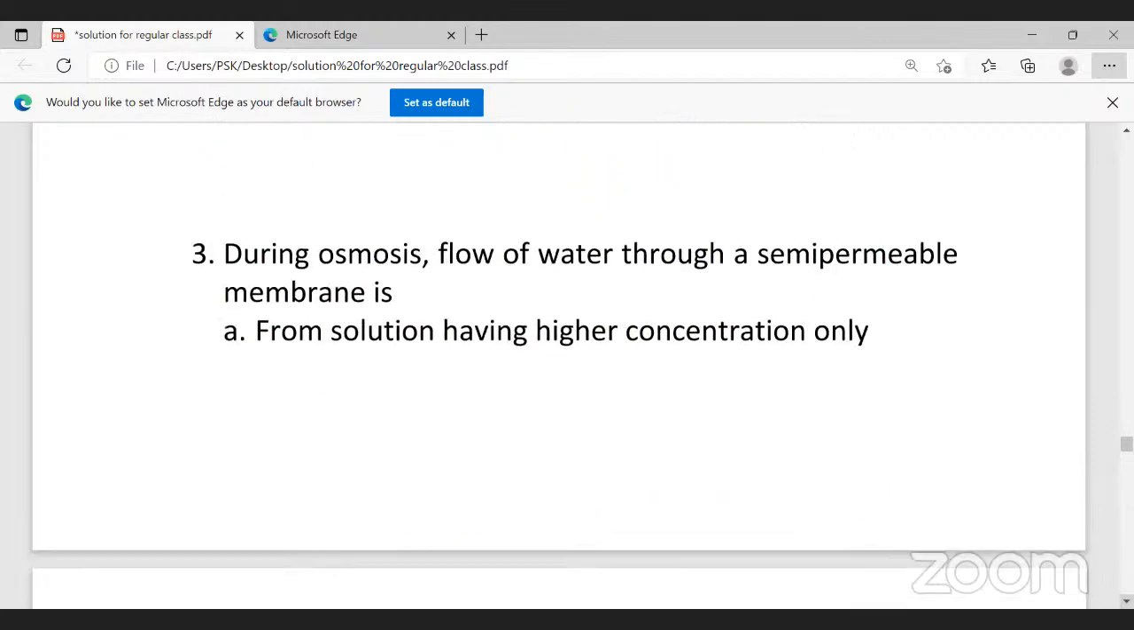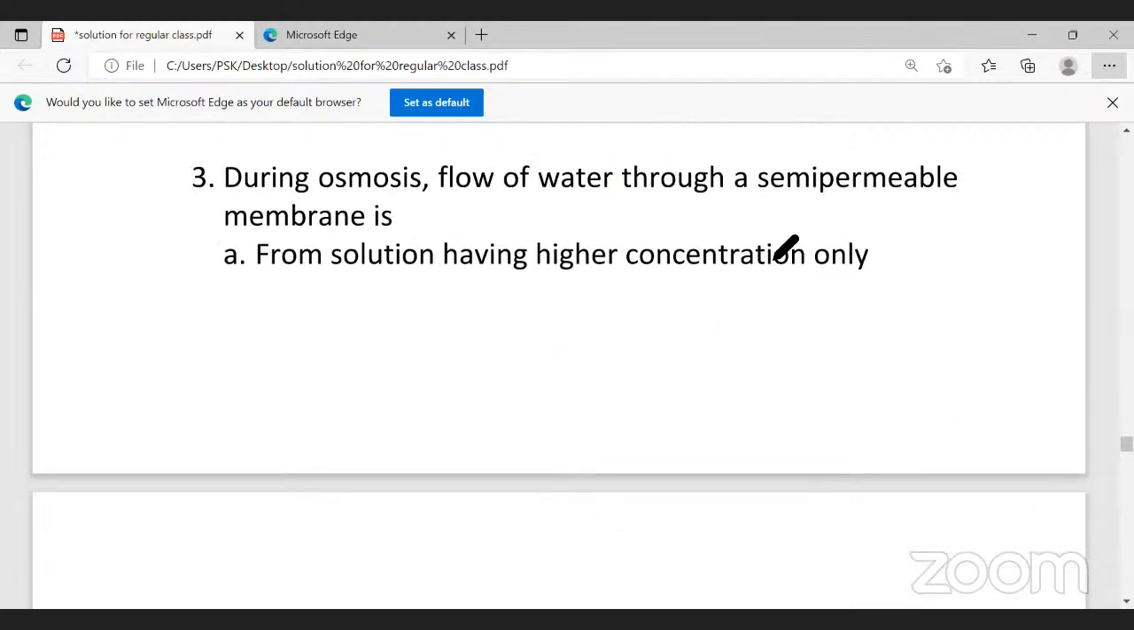During osmosis, flow of water through semi-permeable membranes from solution having higher concentration only.